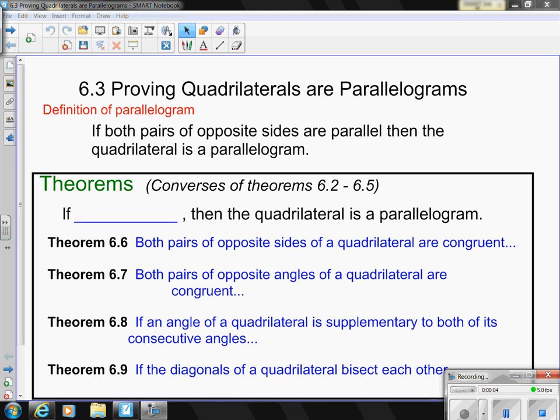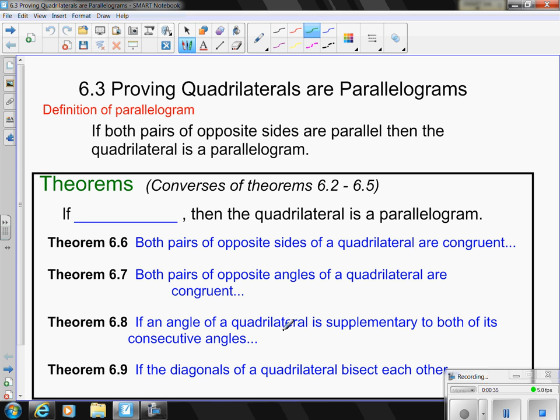6.3, we're proving quadrilaterals are parallelograms. One of the things you want to notice right off the bat is that we already have to know it's a quadrilateral. If the figure isn't a quadrilateral, if you're looking at a hexagon, it's not going to be a parallelogram. It always has to start off with a quadrilateral. It has to have four sides.